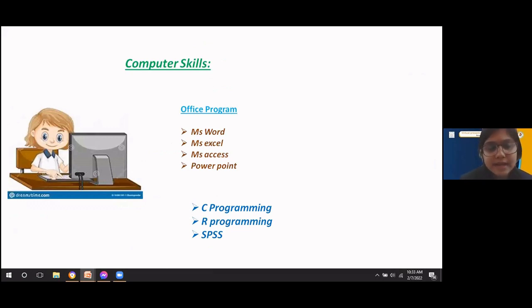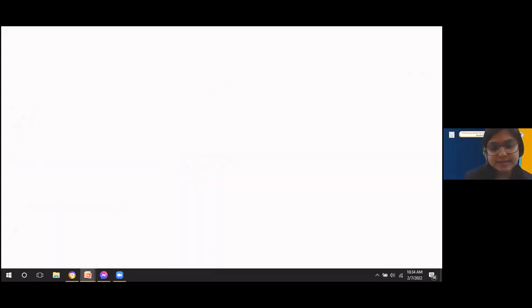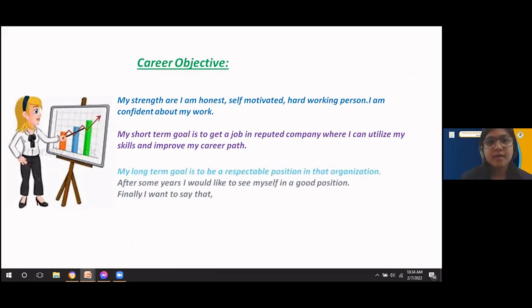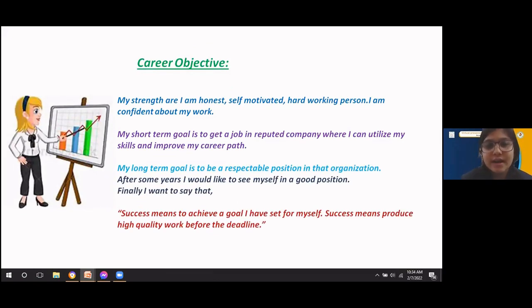I have a little bit of experience with computers, like Office programs, Microsoft Word, Microsoft Excel, Microsoft Access, PowerPoint, C programming, R programming, and SPSS. My strengths are that I am an honest, self-motivated, hardworking person. I am confident about my work.